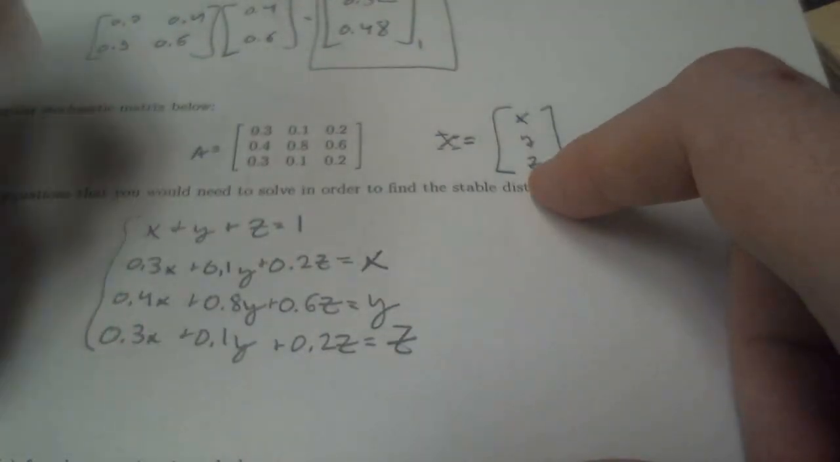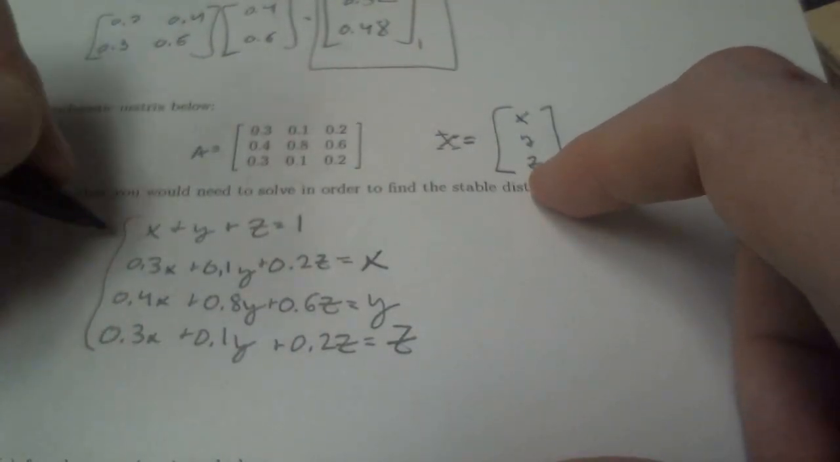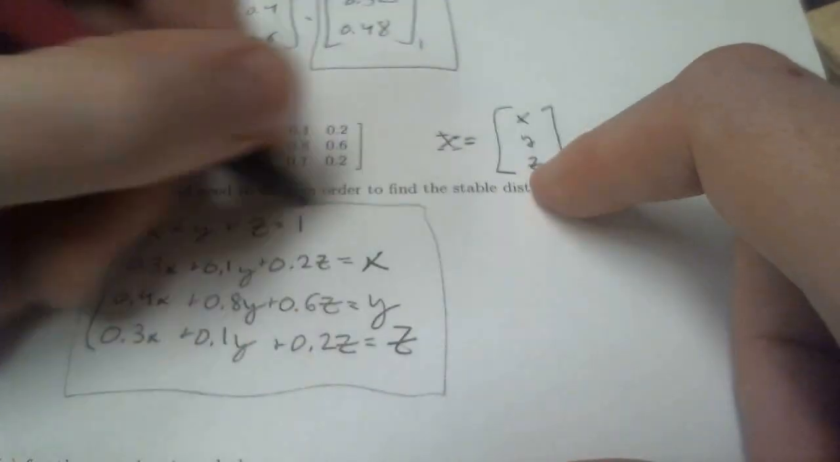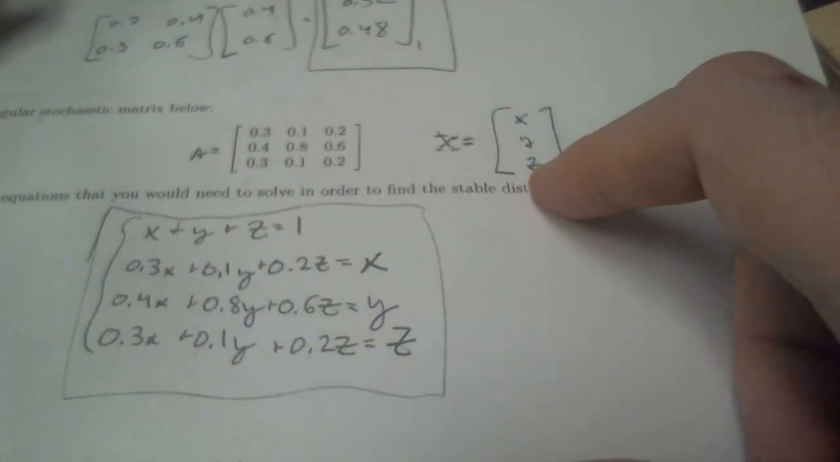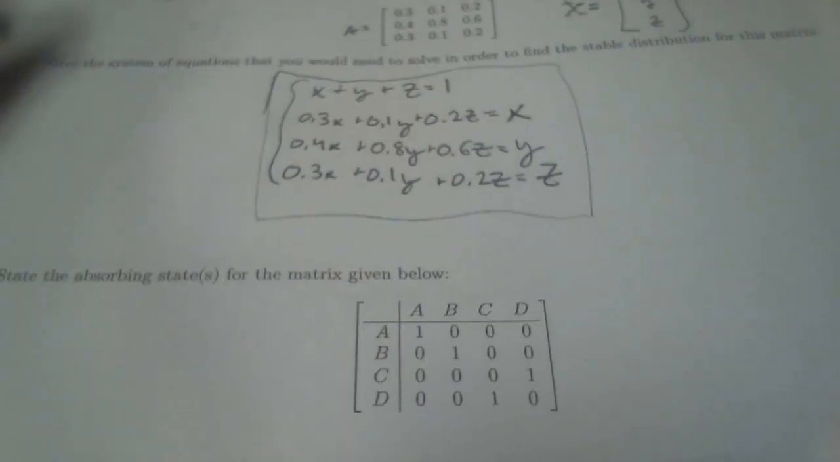All right, so that is my system of equations that I would need to solve in order to find my stable distribution. So that's all that problem is asking for. So you don't have to go through and solve everything. When you have 3 variables, that can get very complicated in a hurry. So I'm just asking for the system of equations, so something like that.